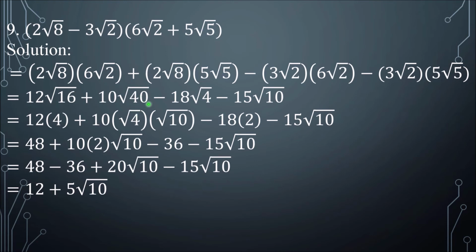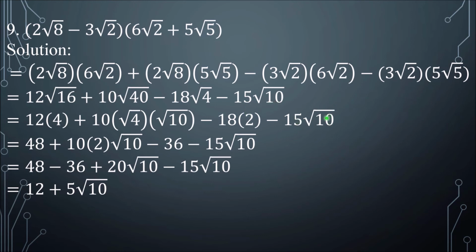And square root of 40, 40 has a perfect square factor, which is 4. So we need to separate that, extract that, square root of 4, and then what is left is square root of 10. Now set aside, square root of 4 is 2. And 15 square root of 10 is already simplified.